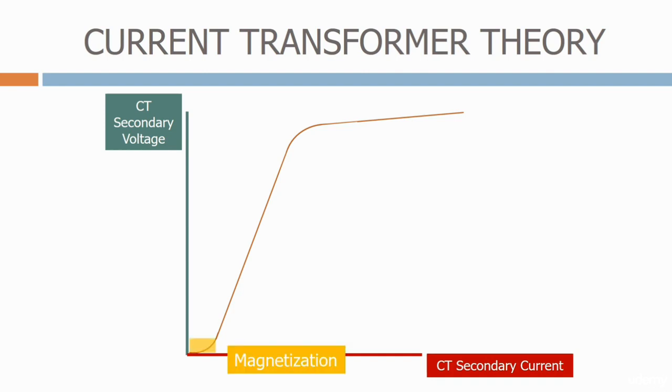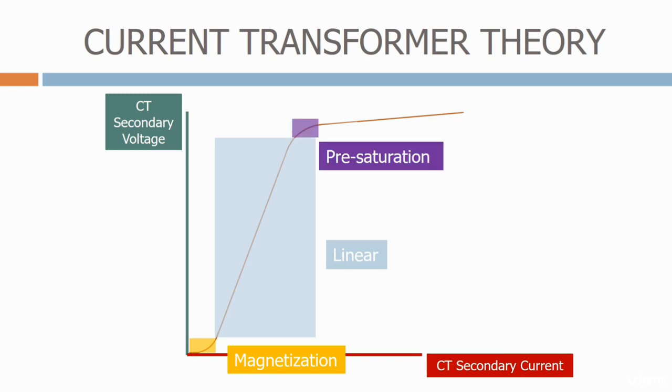The initial part of the curve is called the magnetization phase. Next we have the linear phase. Following this is the pre-saturation phase. And finally, the saturation phase. Let's look at these 4 different phases in more detail.